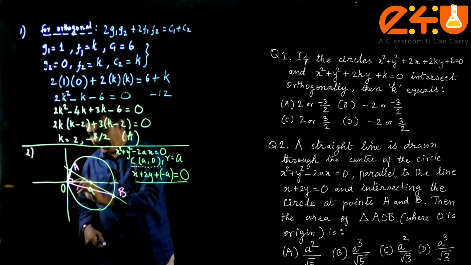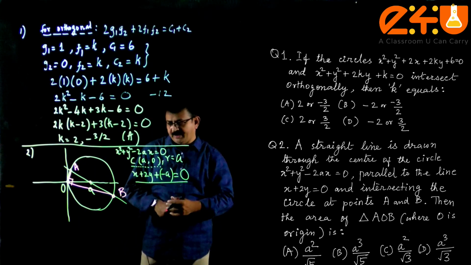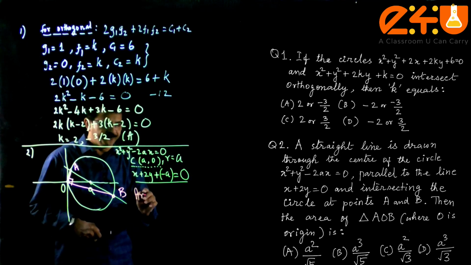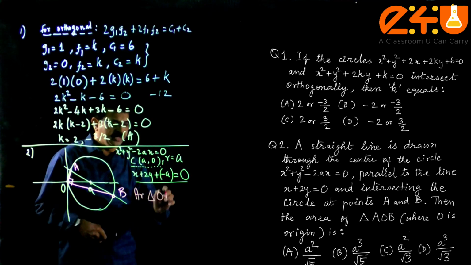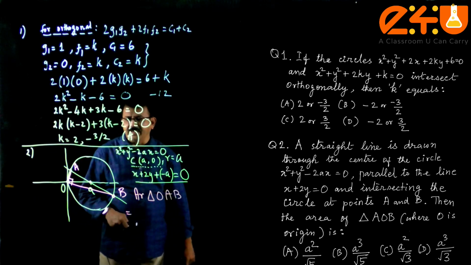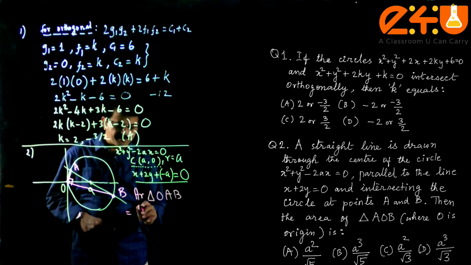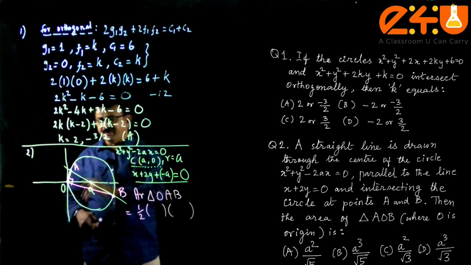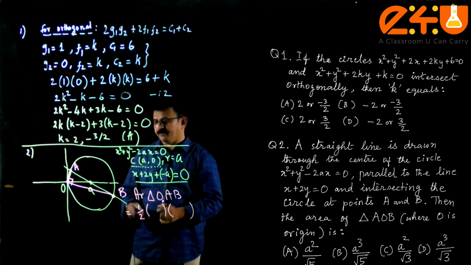It happens to be a right angled triangle. Well, whatever it is, we are interested in the area of triangle AOB, OAB, whatever. And you can easily do it as half times base into height. Okay, what shall we take as base and height here?